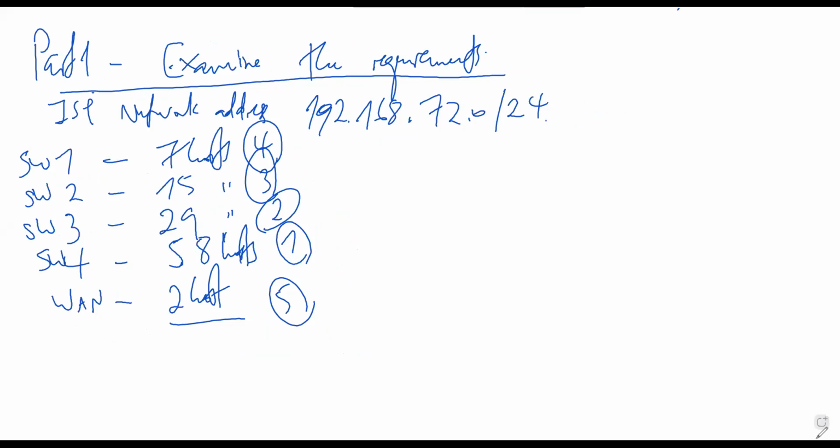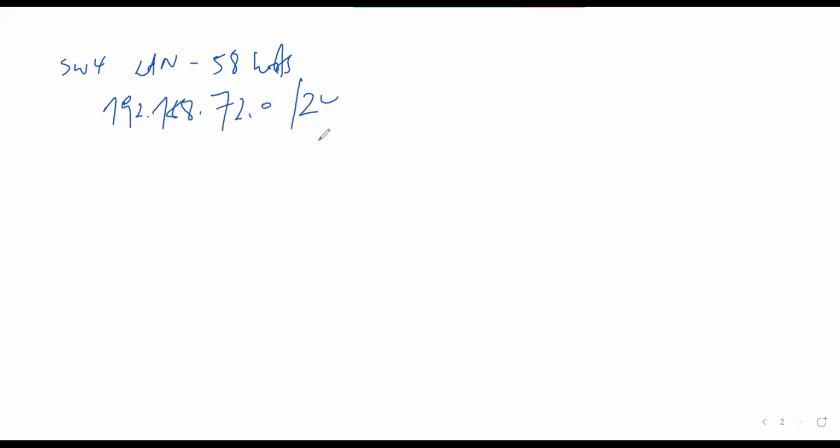That is switch 4 LAN. So we're going to start with switch 4 LAN with 58 hosts. That is where we will start assigning a subnet. So our network, originally we had 192.168.720.0/24. This is the network address from the ISP.